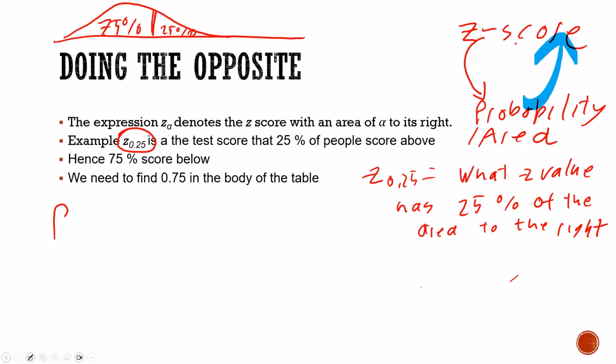I'm trying to find, I want my answer to be, well, for the left part, 75%, or the probability to be 0.75. So I'm saying z is less than some number, right? That's going to equal 0.75, right? My question then is, what is that number?